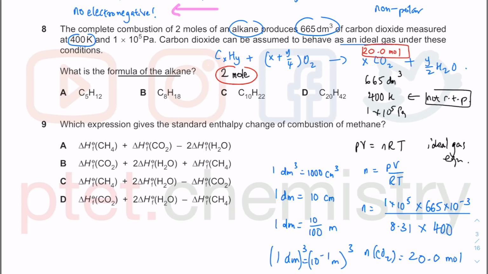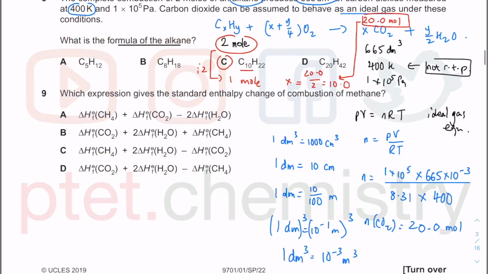So what we get really is we have 2 mole of CxHy, and we get 20.0 mole of CO2. Having done that, you can see 1 mole is to X mole. So if we convert this into 1 mole, we have to divide by 2 in order to compare our coefficient there, which is 1 mole gives us X mole. So 2 becomes 1 by dividing by 2. So 20.0 divided by 2 is 10.0. So X is equal to 10.0. If X equal to 10, there can only be one answer, which is option C there.